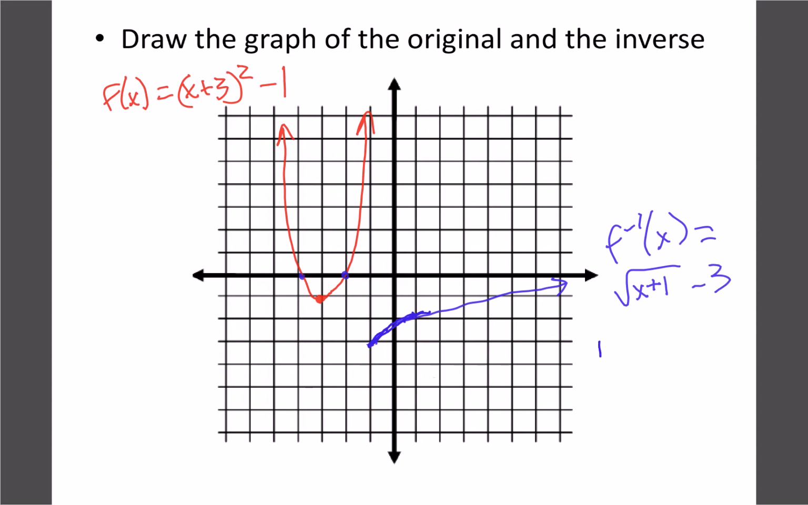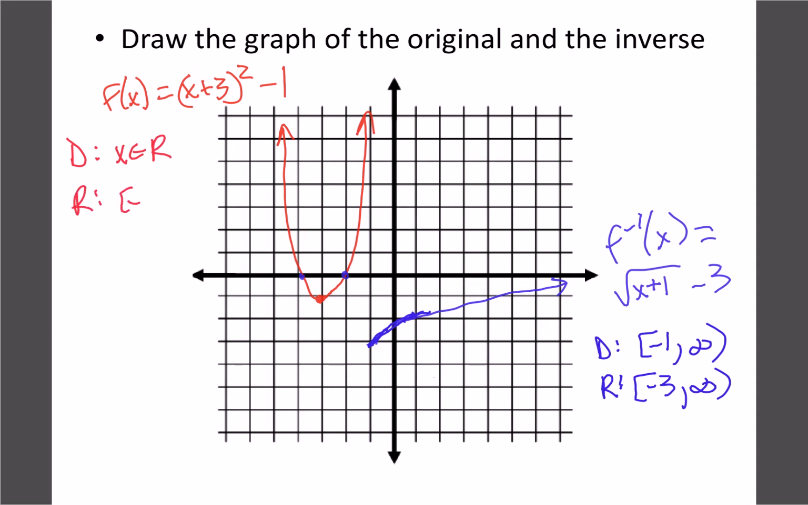So let's figure out what the domain and range is of the inverse. So our domain of the inverse is greater than -1, and our range, you can see, is greater than -3. So if we kind of compare that to our original function, we had a domain of any real number, and our range was greater than -1.